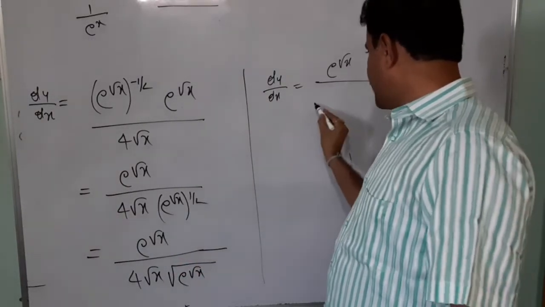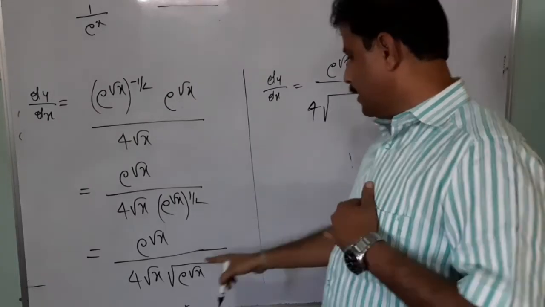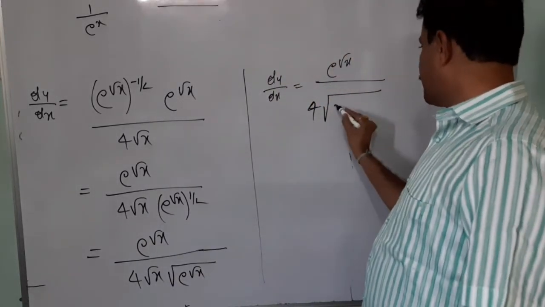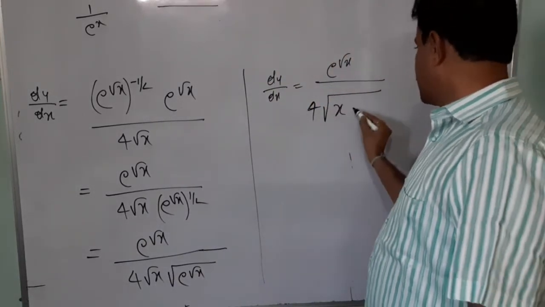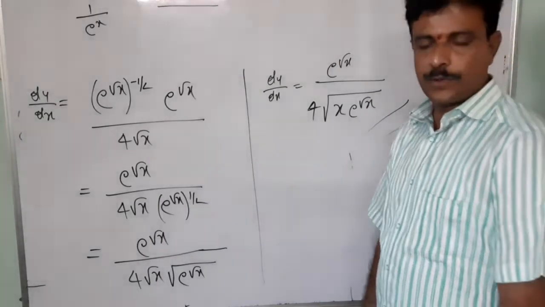So 4 into square root of x. See, order 2 is there, order 2 is there, so you can do it this way. x into e to the power of x into e to the power of root x. This is the result. Okay? Right.